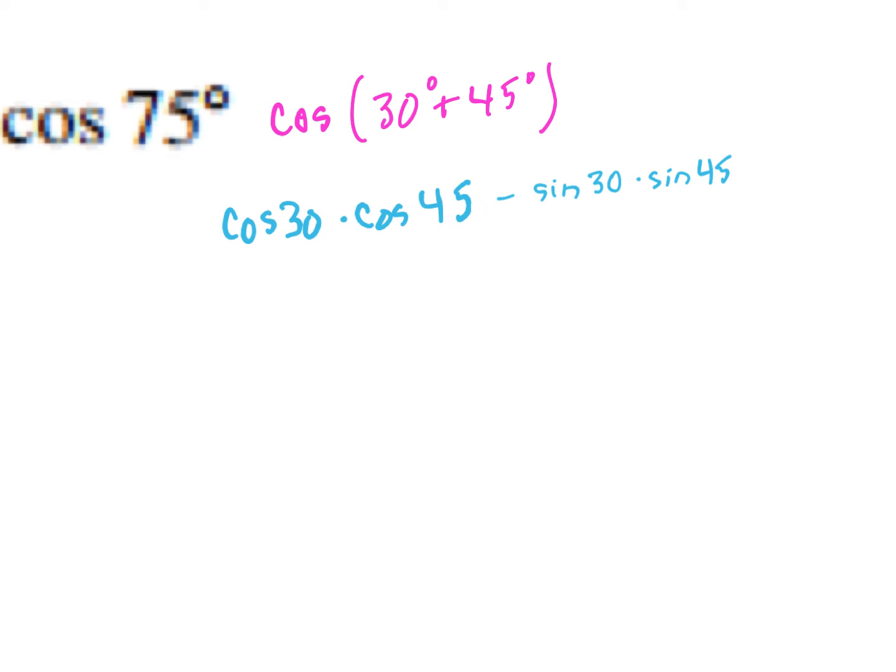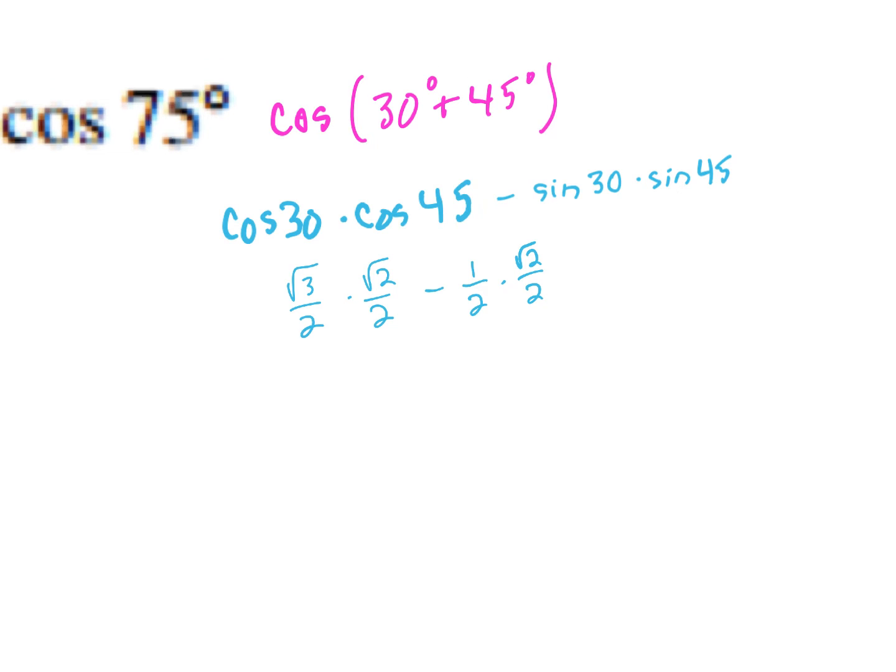So the cosine of 30 degrees, Preston? Okay, square root of 3 over 2. Cosine of 45 degrees, Christian? Root 2 over 2, sounds good. And then minus sine of 30, Jackson? Yep, 1/2 or 1 over 2 times sine of 45, Solomon? Okay, yep, root 2 over 2.